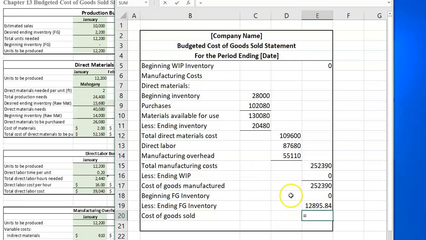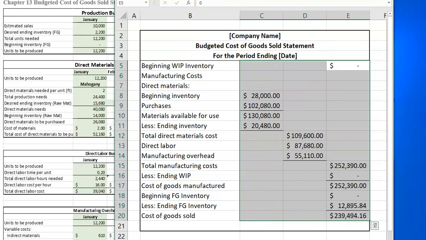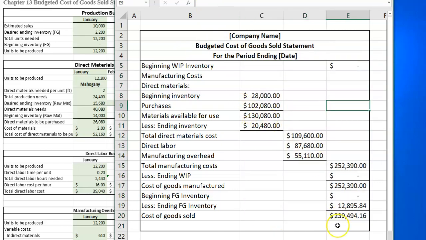In our last step, cost of goods manufactured plus our beginning finished goods minus our ending finished goods gives us cost of goods sold. Let me format that real quick. All right, there we go.